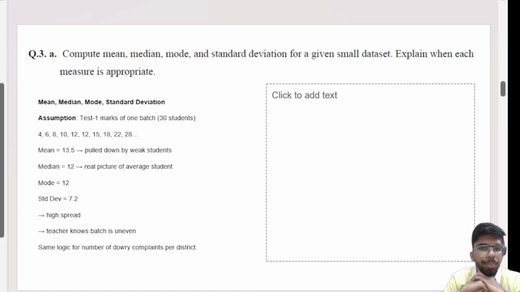Now, the third question: compute mean, median, mode, and standard deviation for a given small dataset. Explain when each measure is appropriate. The question asks us to compute mean, median, mode, and standard deviation for a small dataset, and also explain when each measure is appropriate.